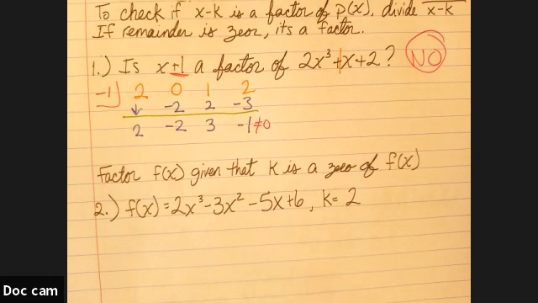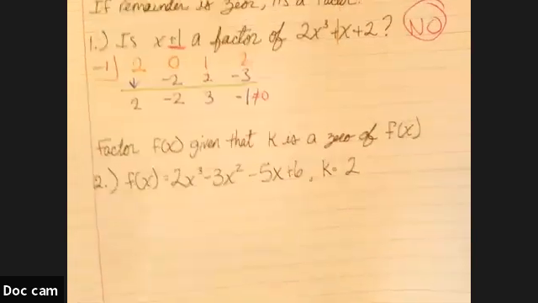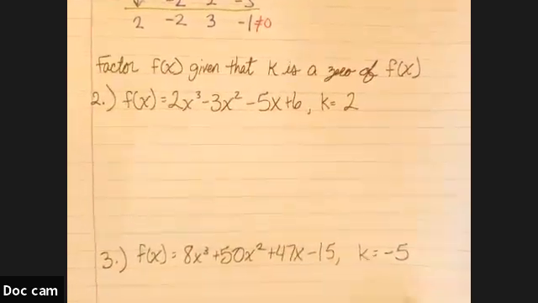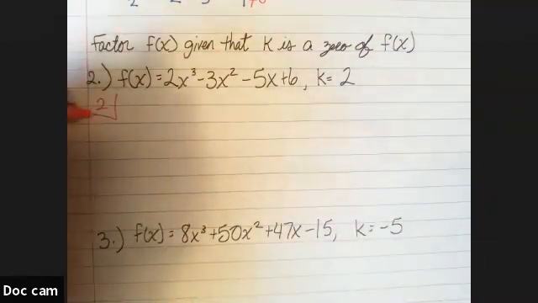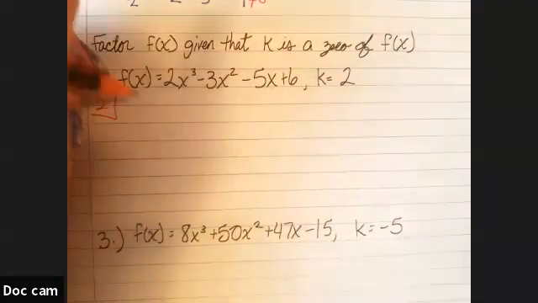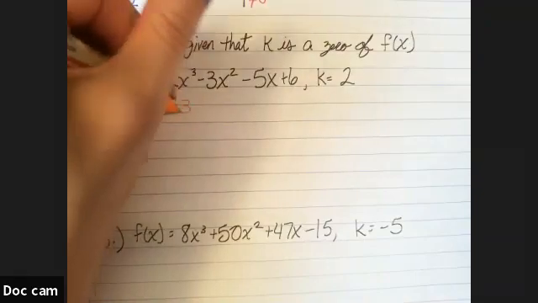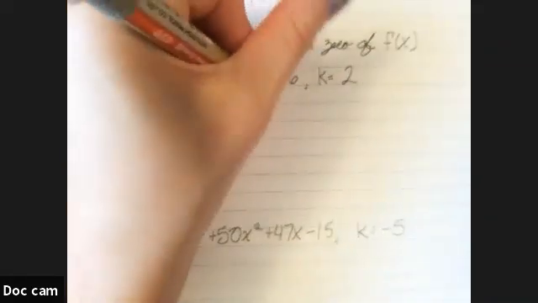All right. And then let's see, factor f of x given that k is a 0 of f of x. Okay, so k is 2, so we're going to put 2 in the box. And then we have 2, negative 3, negative 5, 6.